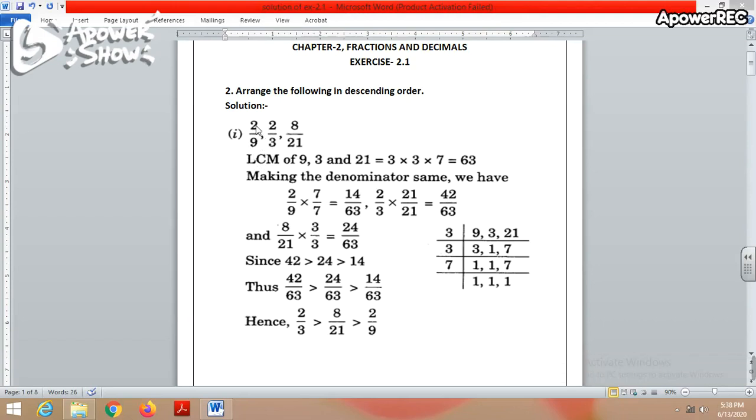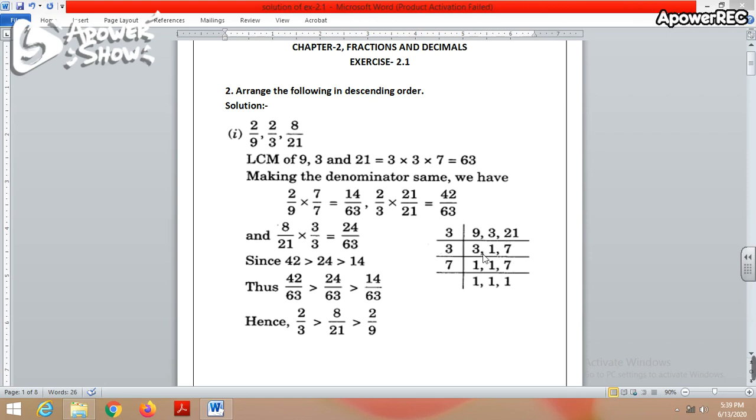So the denominators of these three fractions are 9, 3 and 21. So you have to find out the LCM of 9, 3 and 21. The LCM of 9, 3 and 21 is 63. Just look here. Write 9, 3 and 21 separated by commas. And now the first number which divides all of them is 3. So 3 × 3 is 9, 3 × 1 is 3 and 3 × 7 is 21.